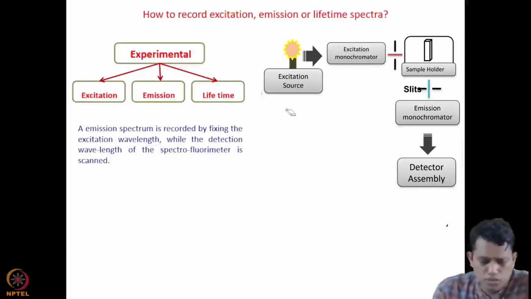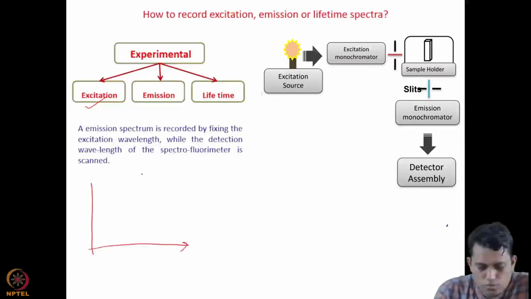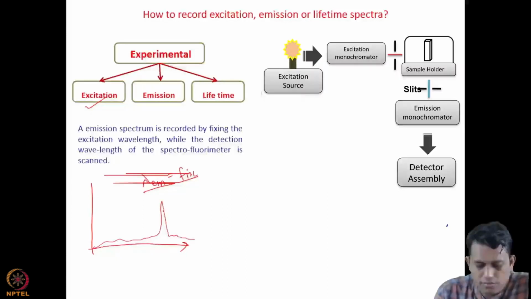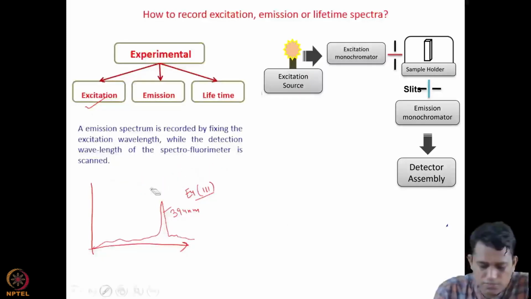So in brief, I have told you how to measure the excitation spectra. To measure the excitation spectra, the first thing you have to do is fix the emission wavelength. Once you fix it, you just scan the excitation monochromator, and then you'll get some peak. Suppose I take an example of europium 3, then this peak generally comes around 394 nanometer. So this is my excitation, in which my emission is fixed.